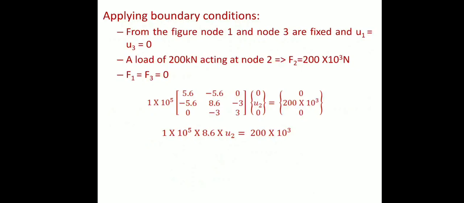We need to do matrix multiplication, and this method is known to all. So while doing it, we will get only one equation since all other data are zero. You can see that u1 and f1 are 0 and u3 and f3 are 0. So you will get only one equation, that is 1 into 10 raised to 5 into 8.6 into u2 equal to 200 into 10 raised to 3. By solving that, we will get the displacement at node 2 as u2 equal to 0.2325 mm.